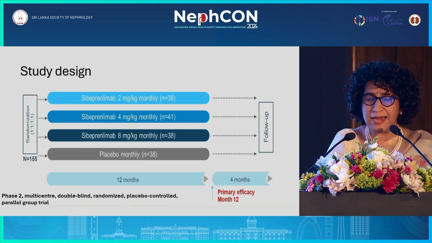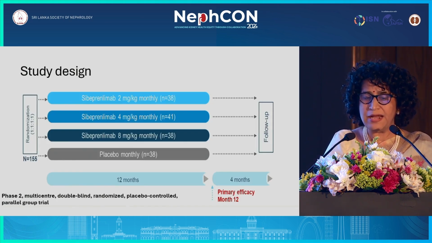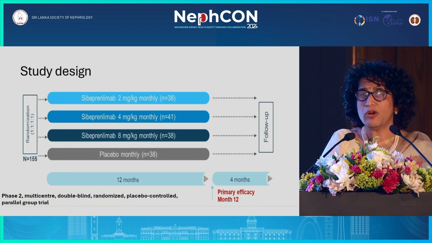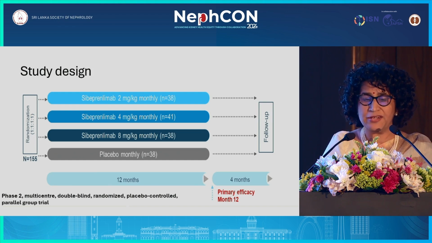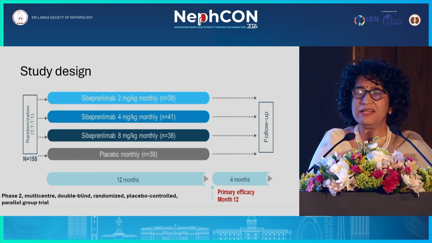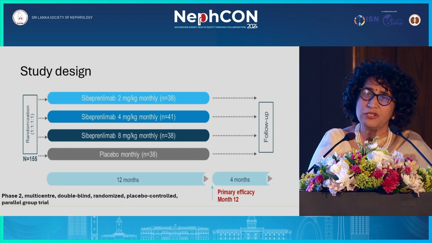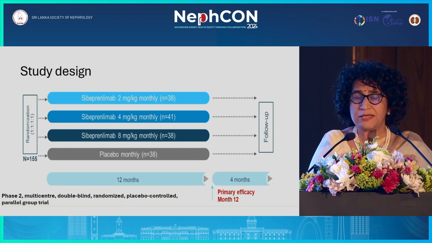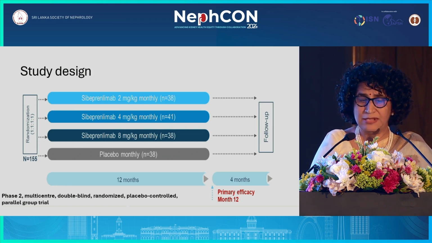So the study design was that patients were randomized into 4 groups. 3 groups were the test groups with 3 doses of Sibeprenlimab, 2 mg per kg, 4 mg per kg, 8 mg per kg, and placebo. The duration was monthly injections for 12 months. There was a follow-up period of 4 months post the last dose. It was a double-blind, randomized, placebo-controlled parallel group trial, as you can understand. The primary efficacy was evaluated at 12 months.